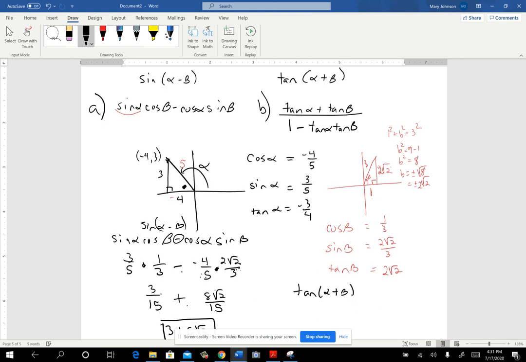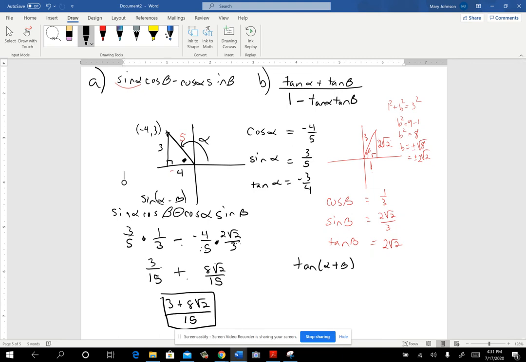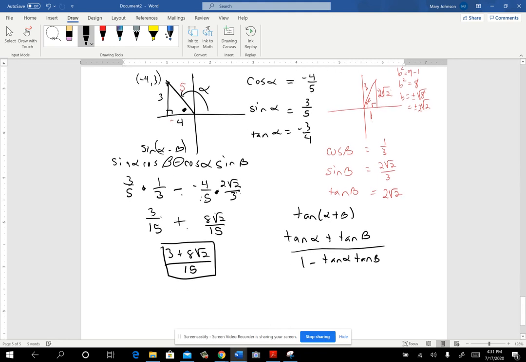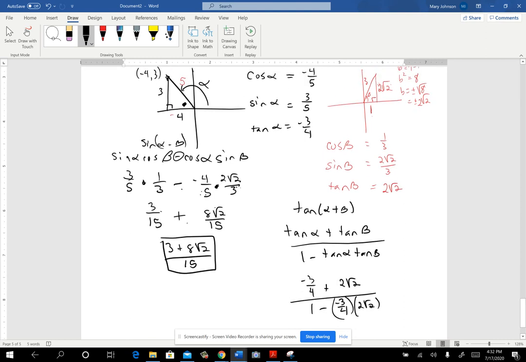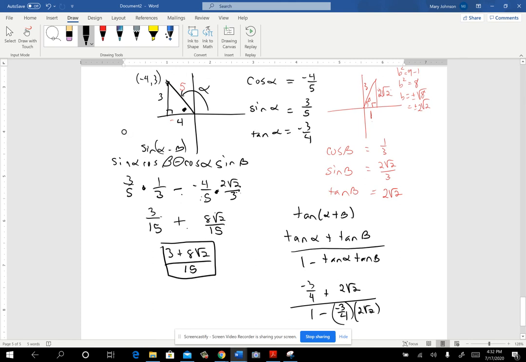So we never found the angles. We're not being asked to find the angles. We're just being asked to find the exact value of this expression. All right, so what we're going to do now is plug in what we need. So tangent of alpha, tangent of beta. Tangent of alpha is a negative. Tangent of beta is 2 square root of 2.